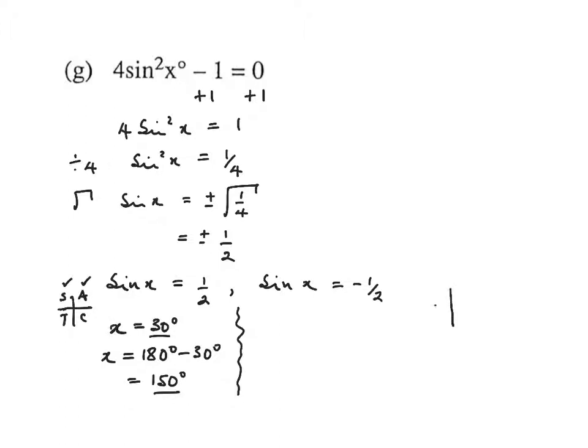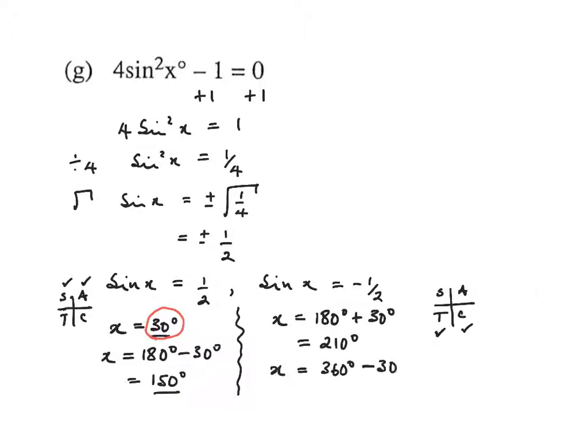Now I'm going to draw another cast diagram. Sine here is negative, so we'll tick T and C. We already know that x is 30 degrees, so we can use that here. The third answer, which is to say the first answer for this equation, but the third answer overall, is 180 plus this 30, that's 210 degrees, and x is 360 minus 30, which is 330 degrees. So there are four solutions then.